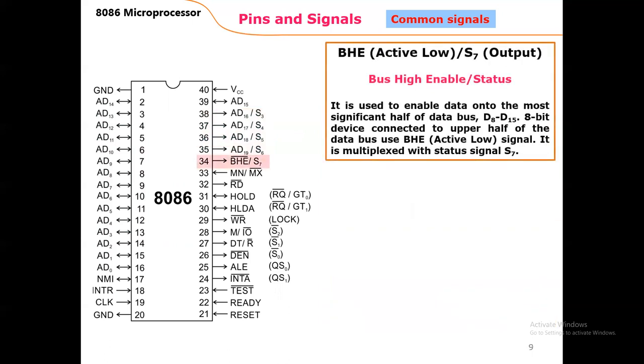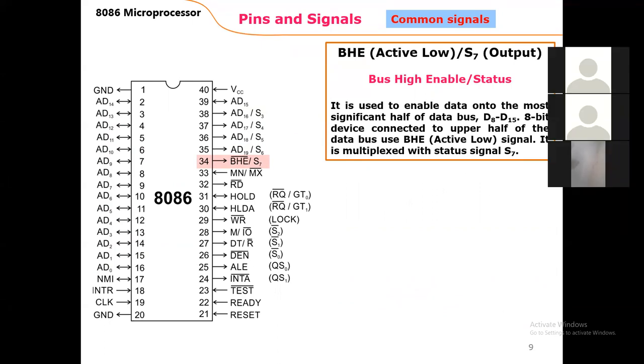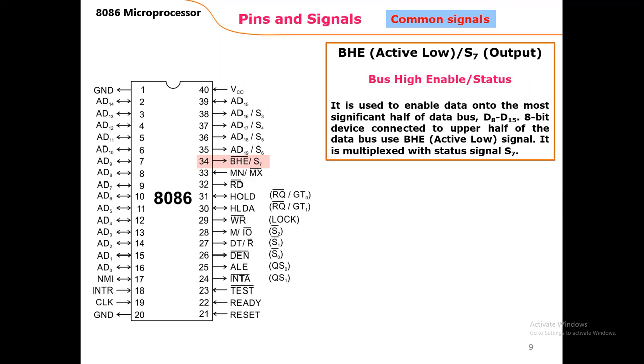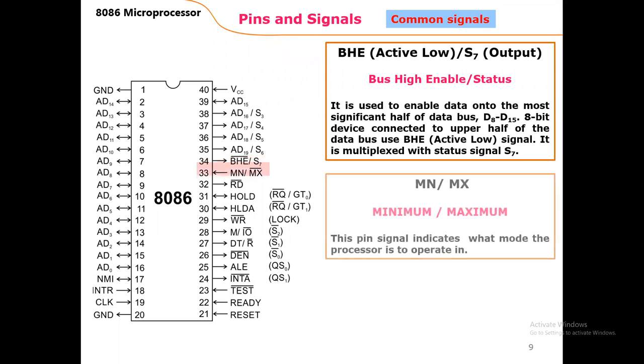BHE means bus high enable. This pin is multiplexed with status signal S7. It is an output pin. We use it only to enable data onto the most significant half of the data bus, meaning we use only D8 up to D15, which is half of the data bus, and it is active low.